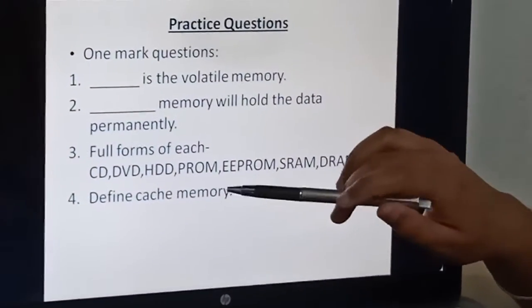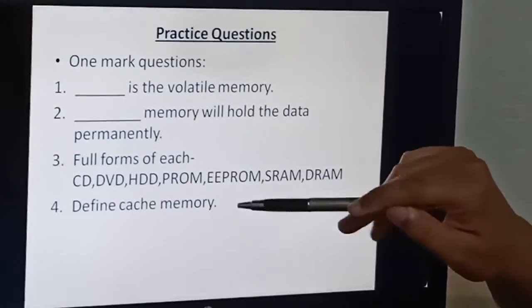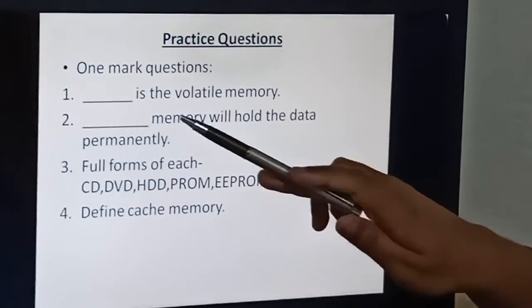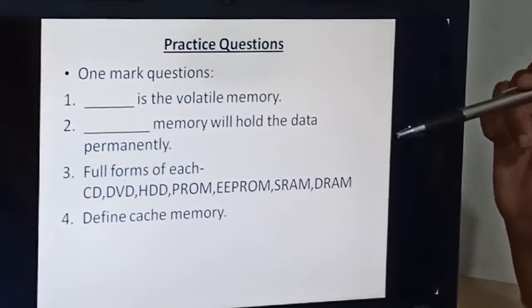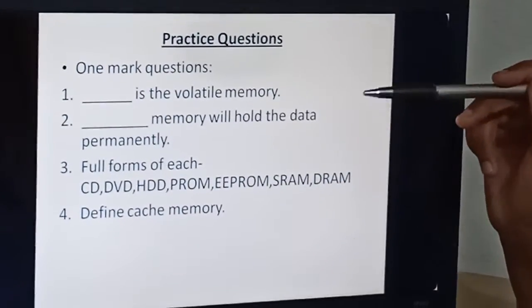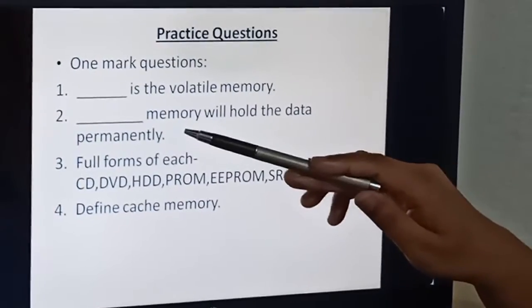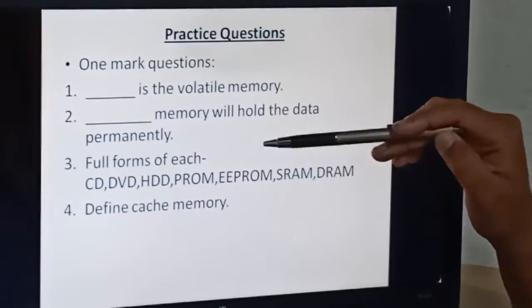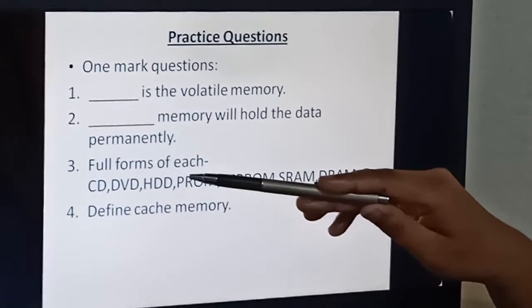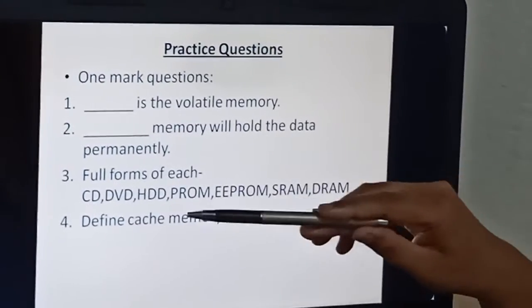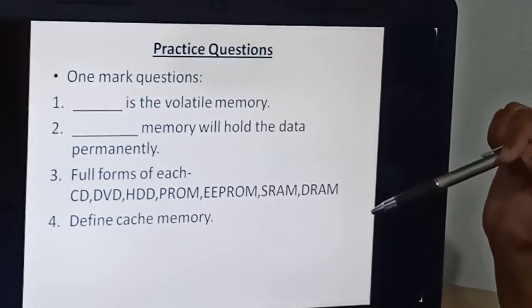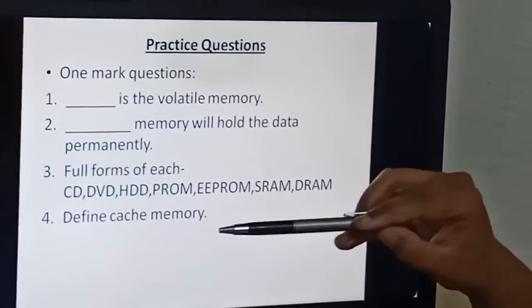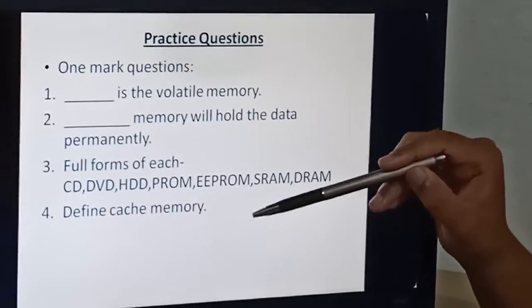These are the 1 mark questions including fill-ups, full forms and definitions. First one is dash is volatile memory, which means you need to give the example of volatile memory. Second is dash memory will hold the data permanently. Third is you have to write the full forms of each. I have already given all the full forms of these terms in my video. The next one is define cache memory. You need to give the definition only.